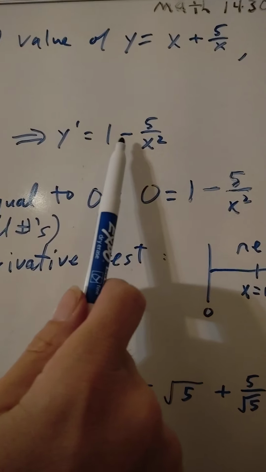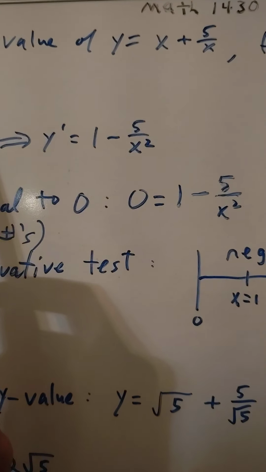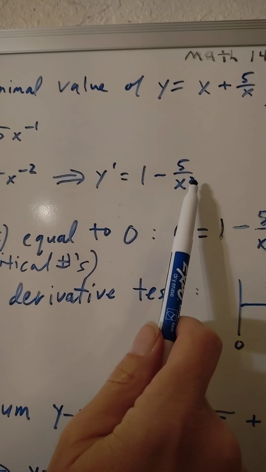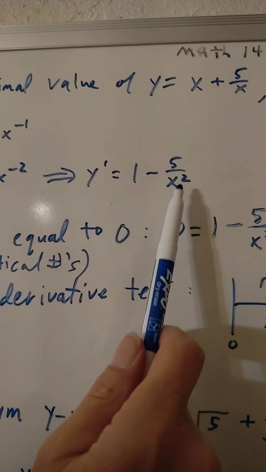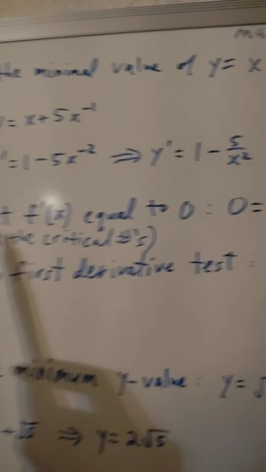y prime equals 1 minus 5 over x squared. So again, how do you handle negative exponents? You can put that base to the positive 2 power in the denominator. Okay, so there's the first derivative. Let's set it equal to 0.